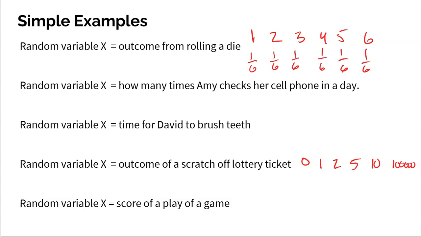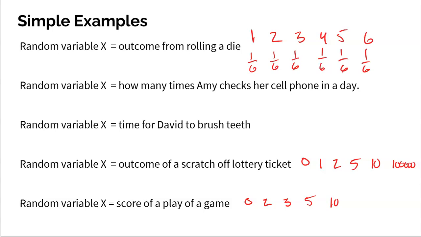Or maybe it's as simple as some type of game you play. Who knows? Maybe it's a video game, maybe it's a dice game, maybe it's a card game. It's just a game, right? And the game says that you could win 0 points, 2 points, 3 points, 5 points, or 10 points. And in the directions of the game, you could also figure out the probabilities for each of those outcomes. That would, of course, be discrete as well.